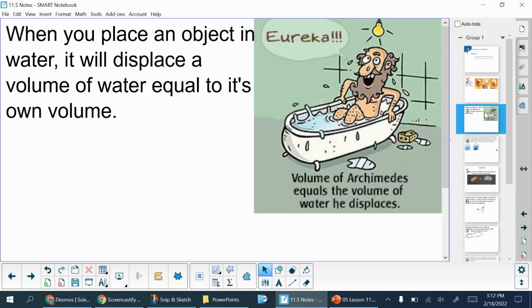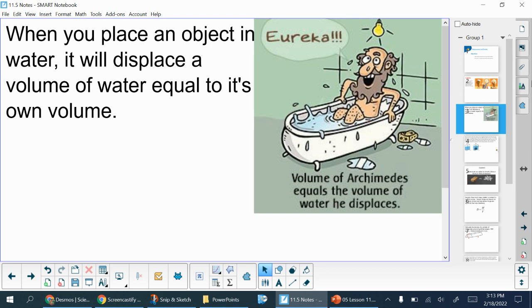So when you place an object in water, the big idea is that it's going to displace a volume of water that is equal to its own volume. It takes up just as much space as that water would have. If you put something in the water, it is going to raise the water level by some amount. And the volume of that raised water, not new water, but what looks like new water, is going to equal the volume of that object. We can use that to measure the volume of oddly shaped items.